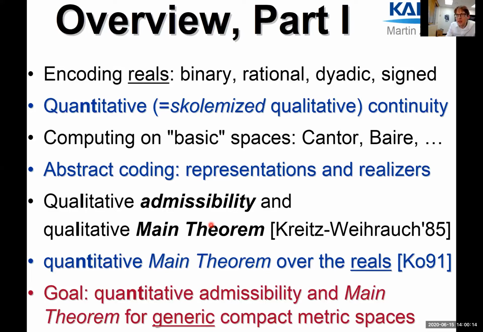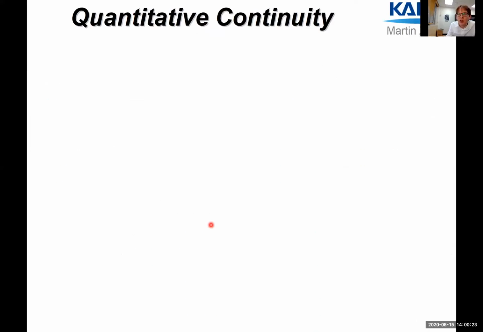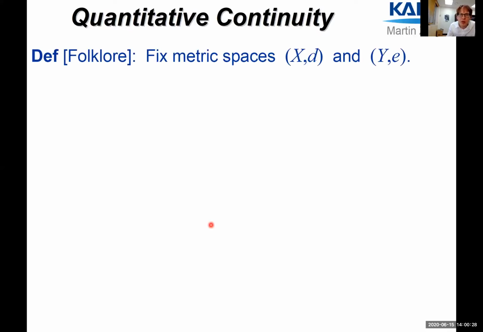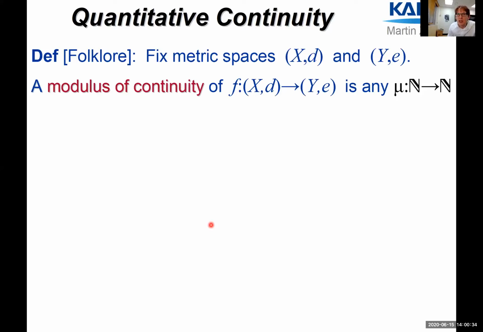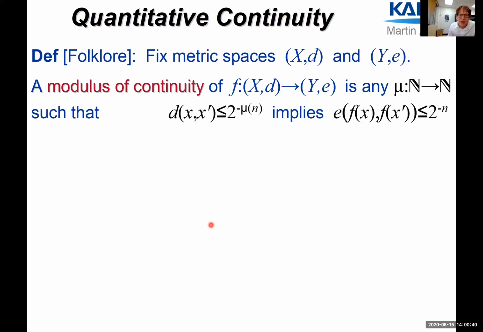And let's just dive right in by recalling, for your convenience, what quantitative continuity is, as captured in the notion of a modulus of continuity. To this purpose, let us fix metric spaces, and a function between these spaces is said to have modulus of continuity mu if whenever the arguments x and x prime are sufficiently close, namely have distance less than 2 to the minus mu of n, then the values f of x and f of x prime have distance at most 2 to the minus n.